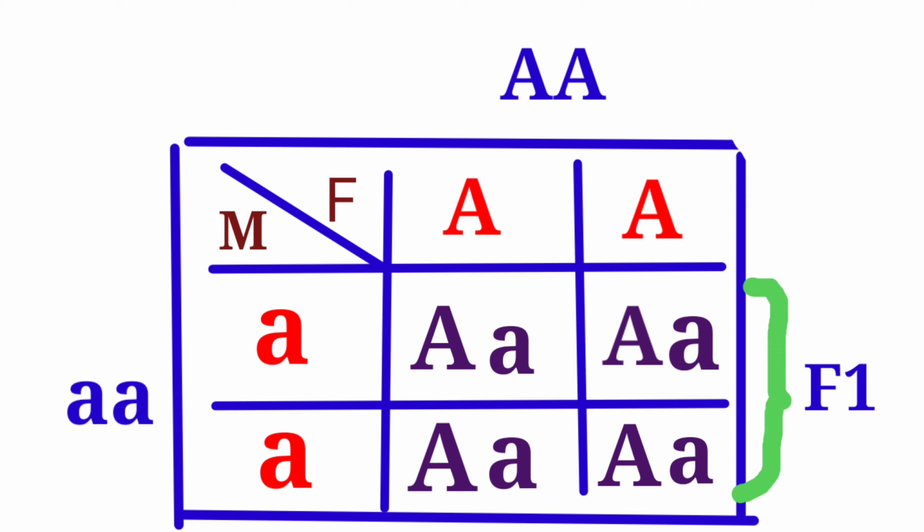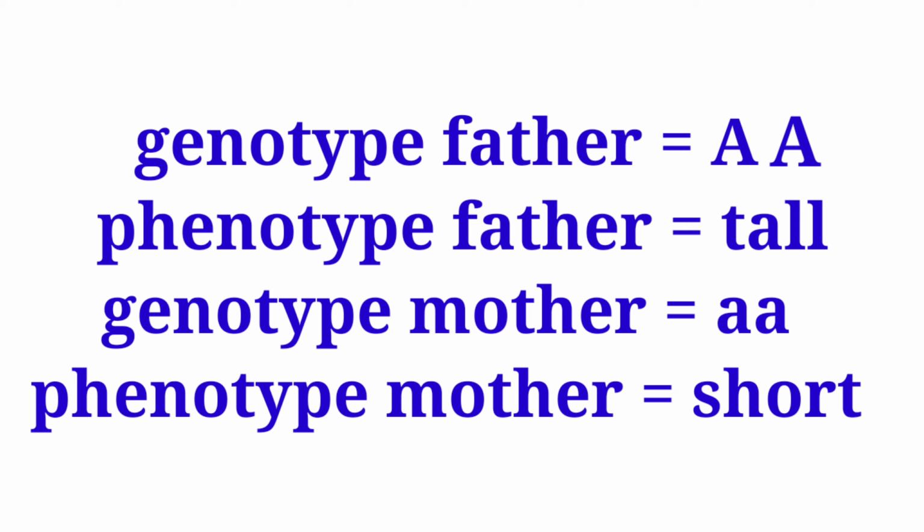Okay, so now the brown colored letters, which are the genotypes of the children, are also called the first generation or the F1. Okay, so let us now analyze. Now, the genotype of the father is all capital letter A because it is dominant. And the phenotype of the father is tall. Now, the genotype of the mother is small letter a because it is recessive. And the phenotype of the mother is short.